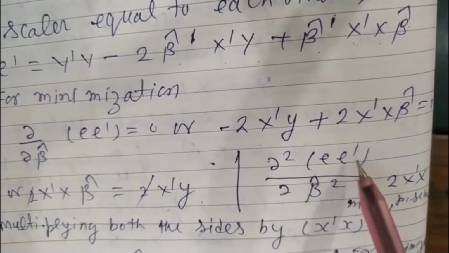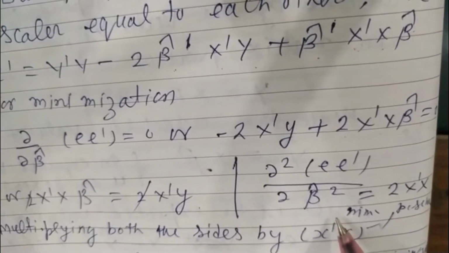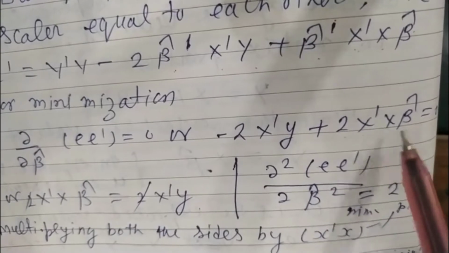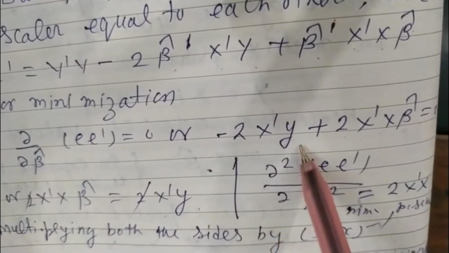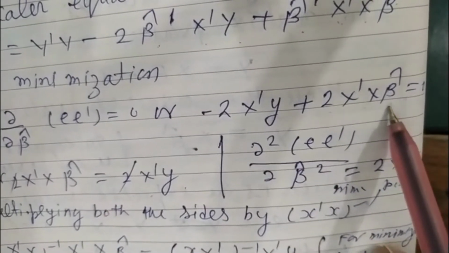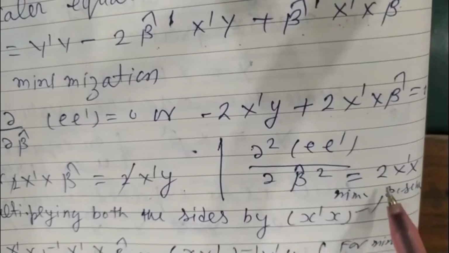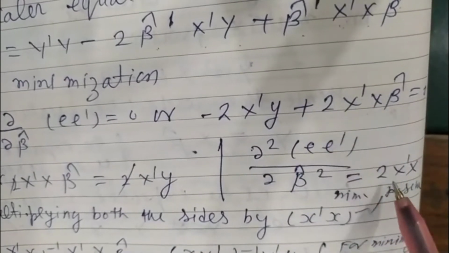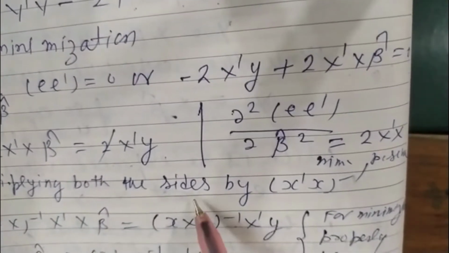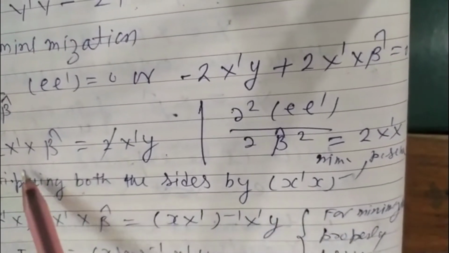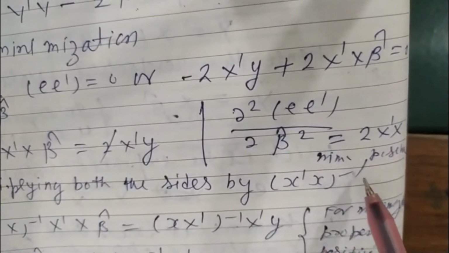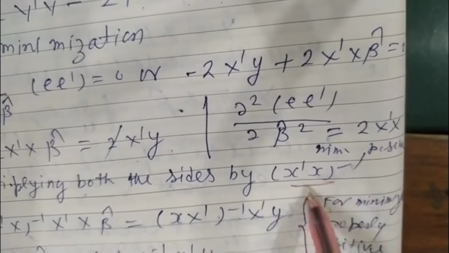Taking the second derivative, we get only 1 beta. This is differentiation: 0 minus 2xy is a constant, equal to 0, and differentiation of beta is 1. Then it is a positive quantity, 2X'X, which means a minimization process. Multiplying both sides by (X'X) inverse, in matrix form.